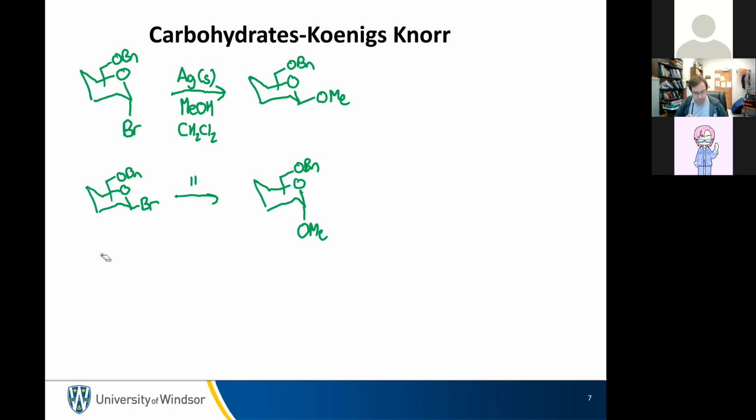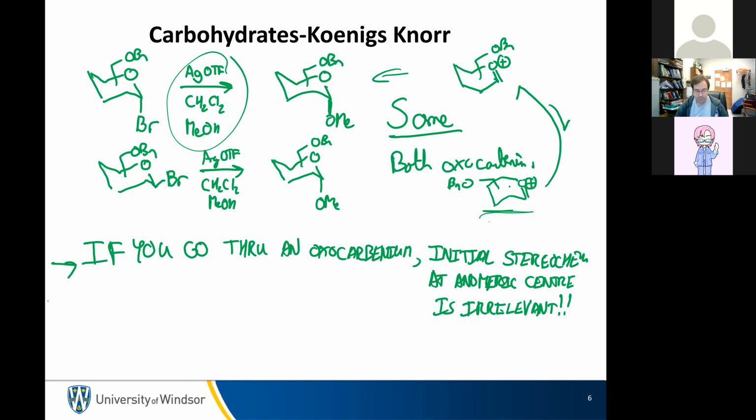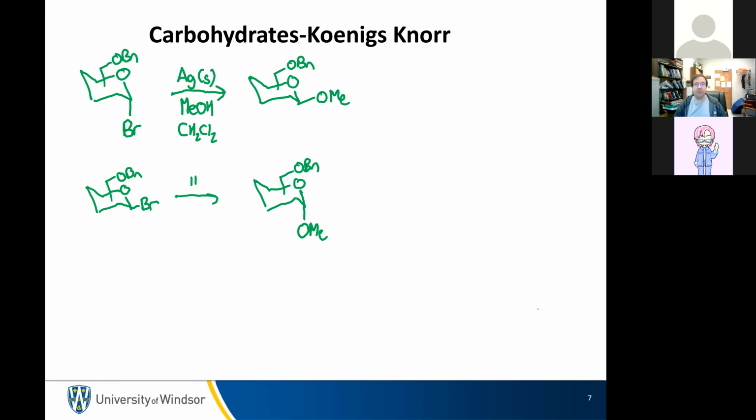So, is this likely to be going through an oxocarbenium based on this information? Remember this statement. If you go through an oxocarbenium, initial stereochemical information at the anomeric center is irrelevant. Is the stereochemical information at the anomeric center irrelevant for the outcome of the reaction under these conditions?